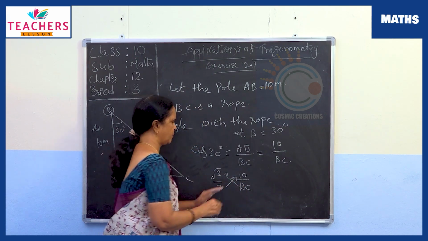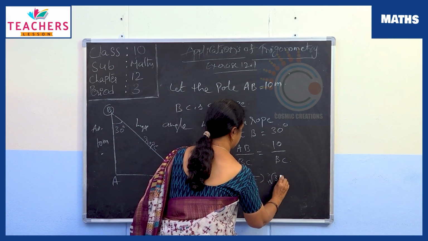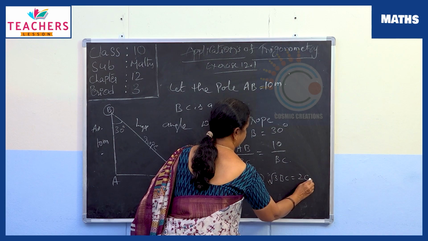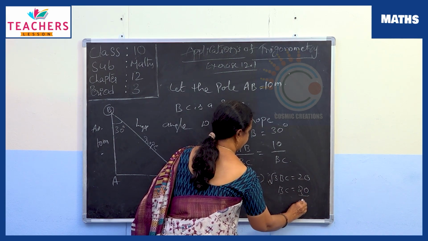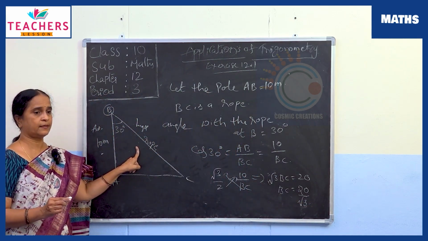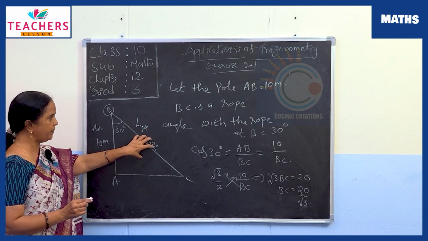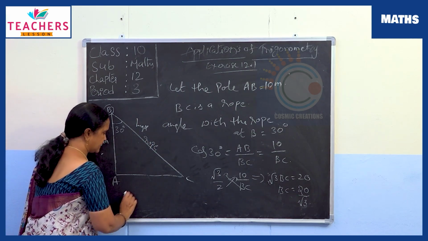Okay, it comes down to root 3 BC is equal to 20. BC is equal to 20 by root 3. This is 1 rope only. Such ropes, how many did he use for tying up? 3 ropes. We need to find the length of 3 ropes.